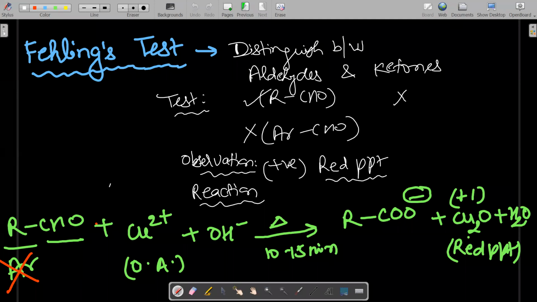Tollens थोड़ा strong oxidizing agent होता है, तो that can oxidize aromatic aldehyde, बिकॉज एरोमेटिक एल्डिहाइड क्या होता है? लेस रिएक्टिव होता है, लेस ऑक्सीडाइजिंग होता है. तो फेलिंग जो रिएजेंट होता है दैट इज नॉट वेरी स्ट्रॉन्ग ऑक्सीडाइजिंग एजेंट, सो कैनॉट ऑक्सीडाइज दिस एरोमेटिक एल्डिहाइड. रिएक्शन क्या होगा? RCHO plus Cu2+ plus basic medium to form RCOOH, this CHO oxidized into carboxylic acid, itself get reduced into copper 1 oxide.